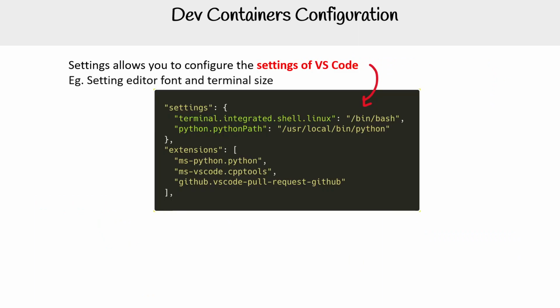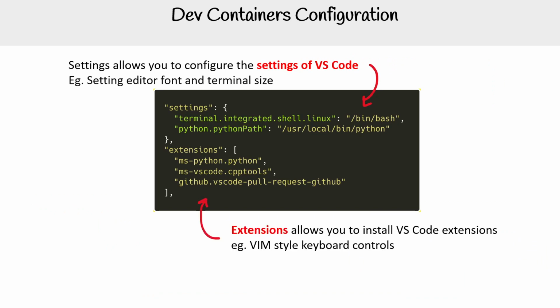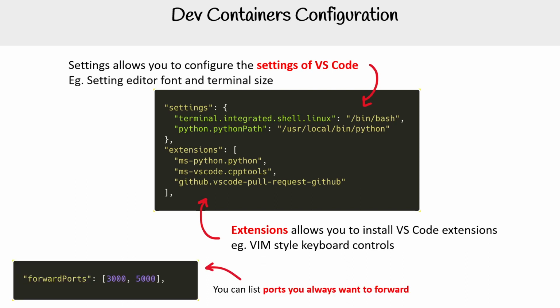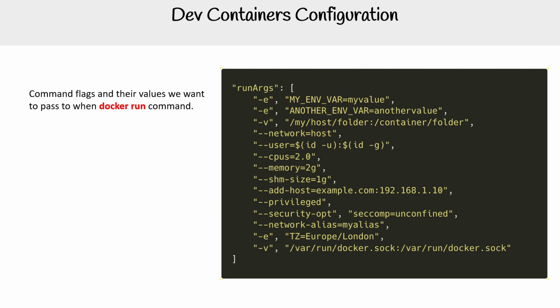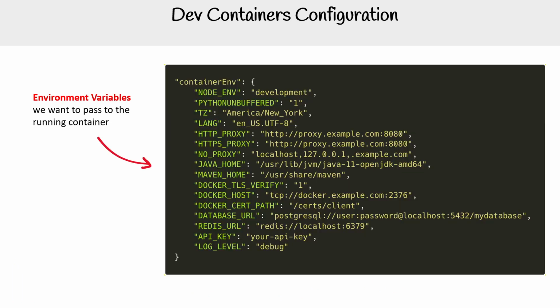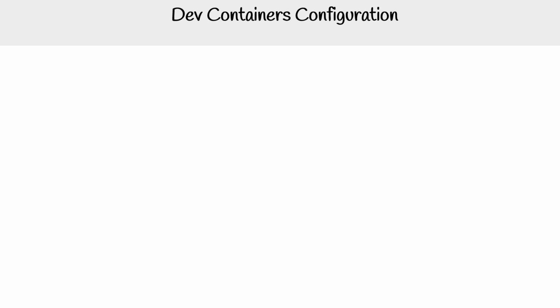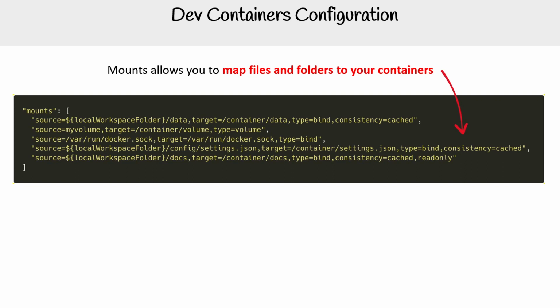Settings allow you to configure the settings of VS Code. So that is a block that you can put in there. And you can see we also have one for extensions, so it knows what to install next time. We can tell what ports to always forward, which is really useful if you're running web servers. We have command flags, or we can pass command flags to Docker run with the run args. So that's something that might be useful for you. If you need to pass environment variables, you set that in the container env. You can mount a bunch of locations and then map the files and folders.